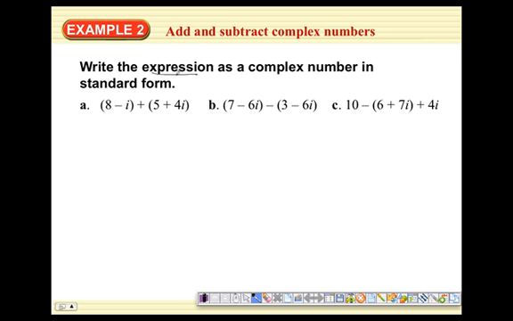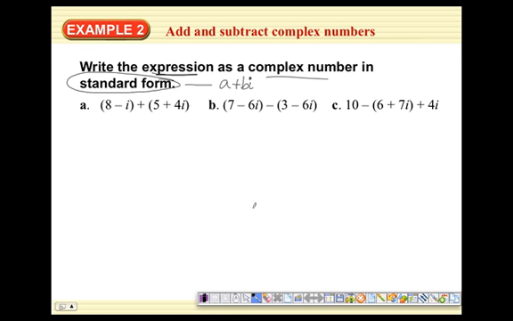Write the expression as a complex number in standard form. What did I tell you what standard form was? A plus bi. If it's not in that order, guess what? It's not standard form. If you switch the order, I'll take a point off. Those points add up if you don't pay attention to details.